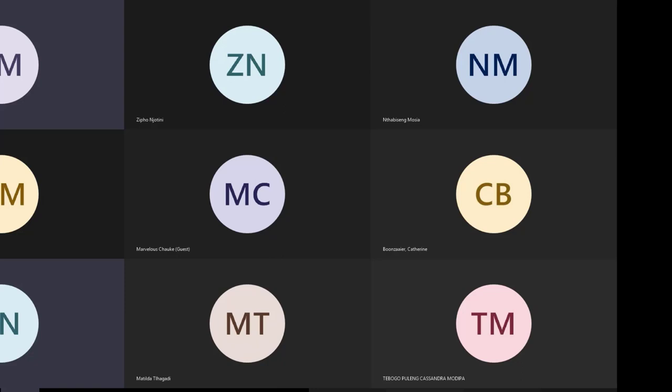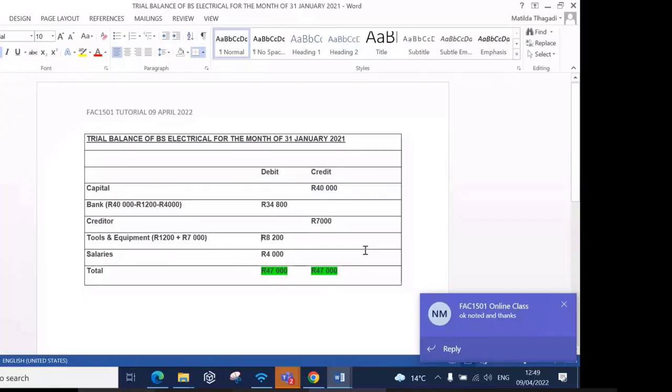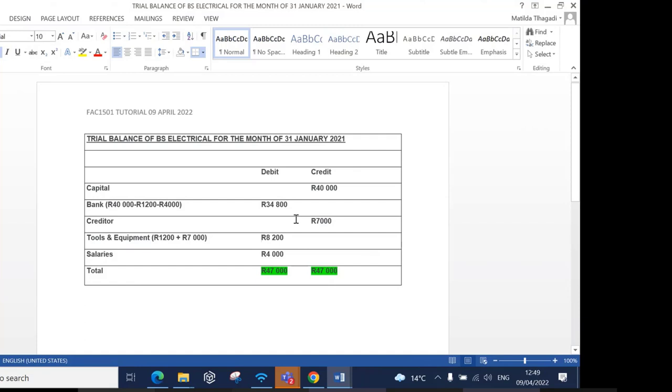So guys, let me share the TB. We were looking at the trial balance now. Can you see the trial balance? So guys, the trial balance must always balance. Can you see that this is balancing? Do you understand how I got to this trial balance? Where I got the 40,000, the 34,800, the 7,000? Do you know where I got the balances?